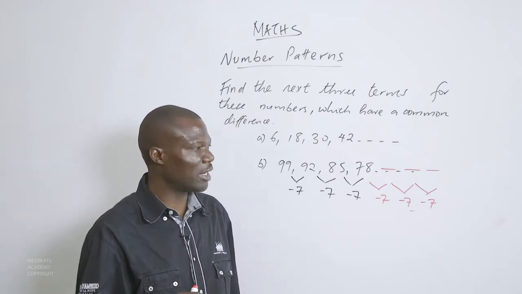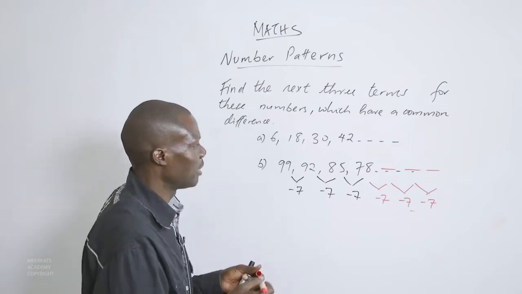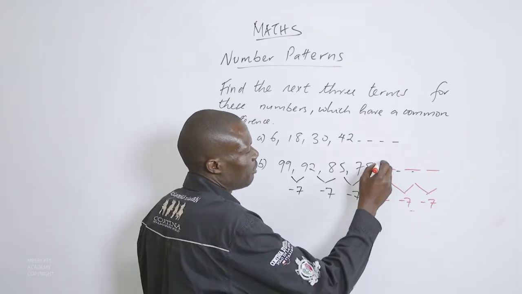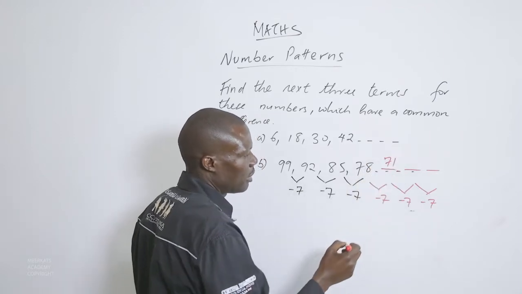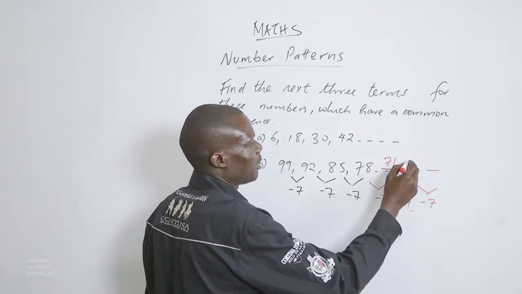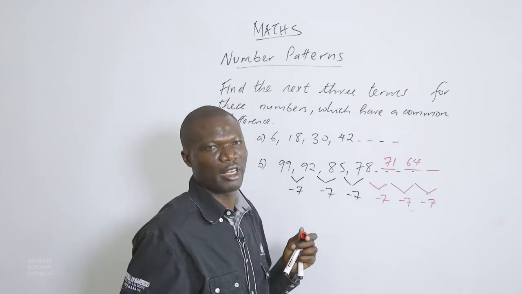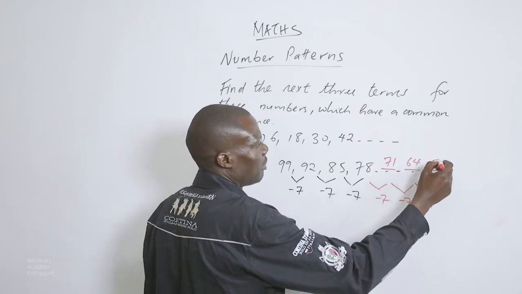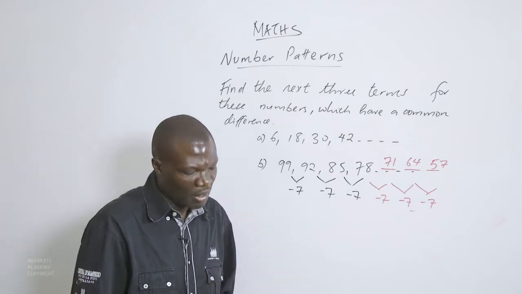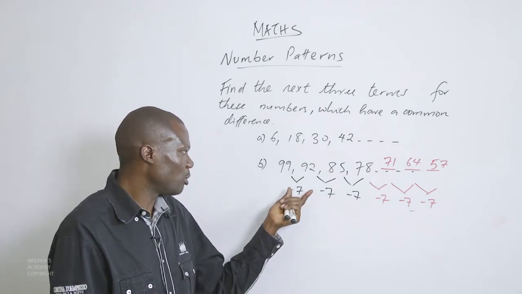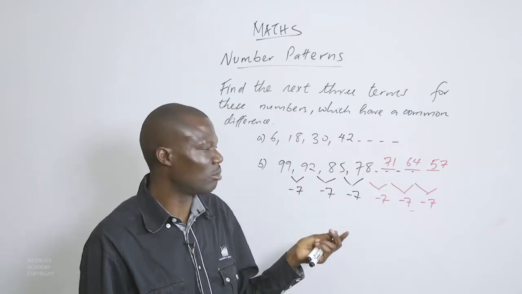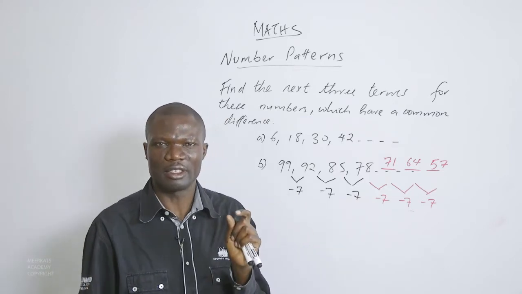And if that is the case, then when you take 78 minus 7, you'll have 71. Then take 71 minus 7, you'll get 64. 64 minus 7, you get 57. The common pattern that exists between these is a common difference of 7. We are developing the next term by subtracting 7.